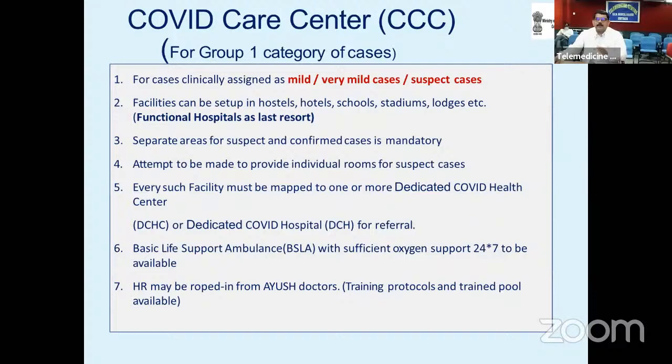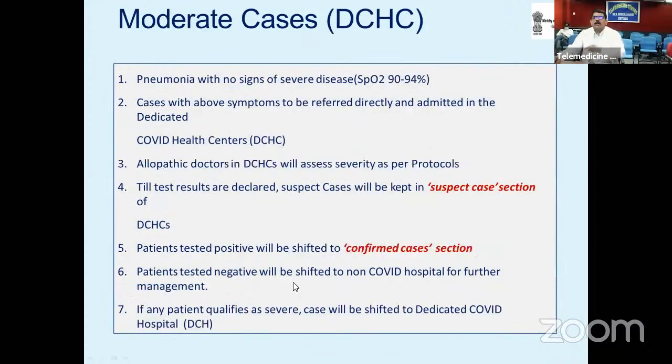Immediately, the patient can be transferred if they're sick. And the same facility is extended to home isolation now. A basic life support ambulance with sufficient oxygen support is to be available, so that anybody who is having hypoxia can immediately, with oxygen, be shifted to the nearest dedicated COVID hospital center or dedicated COVID hospital. The human resources may be roped in from AYUSH doctors. Training protocols and treatment protocols are given to them like this, and they work.